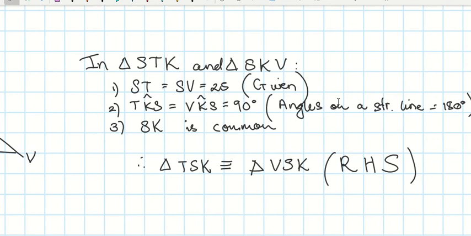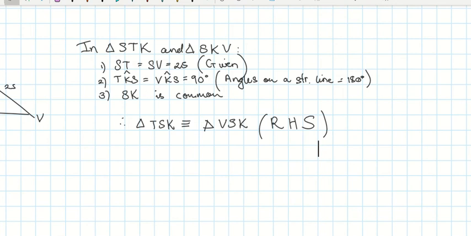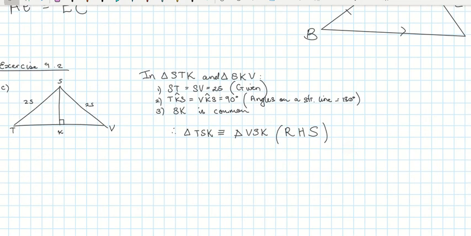RHS stands for right angle, hypotenuse, and side. Okay. So you need to have a right angle in both triangles. Then you need to have the hypotenuse. Even if you have both of the other two angles, but you don't have the hypotenuse, you cannot prove them to be congruent.